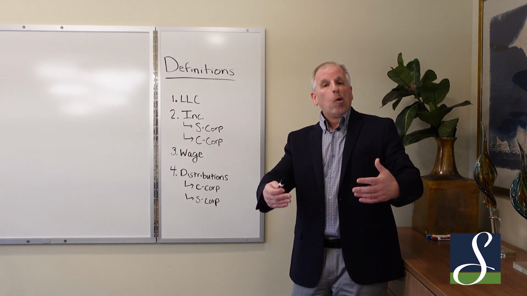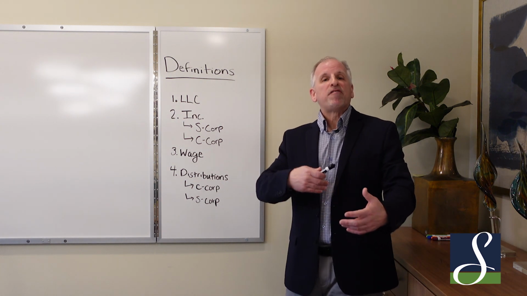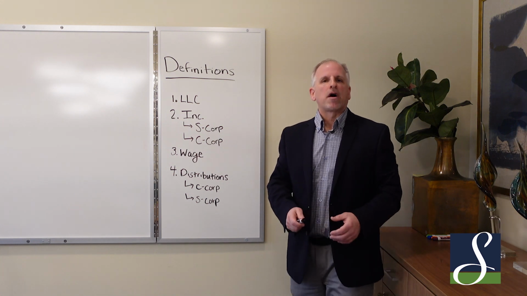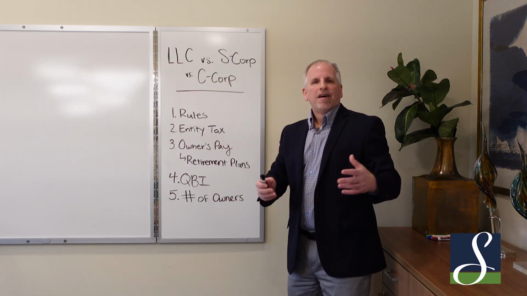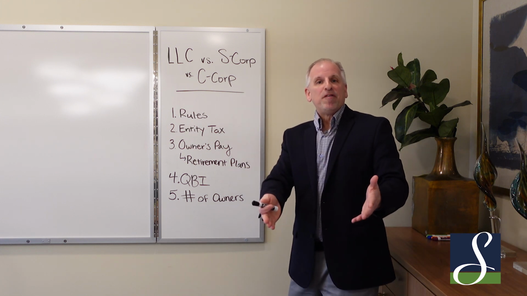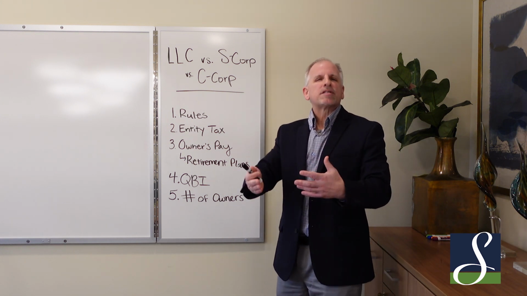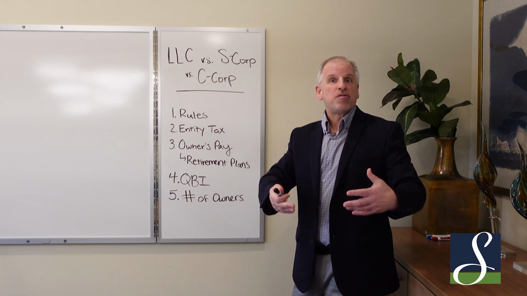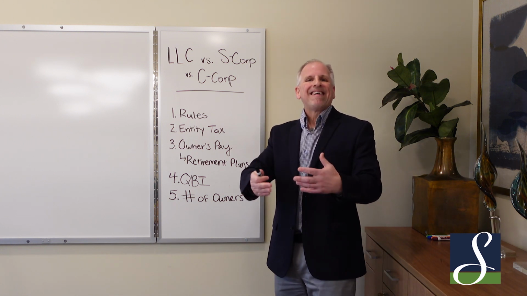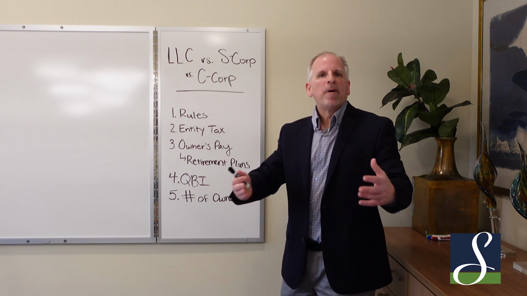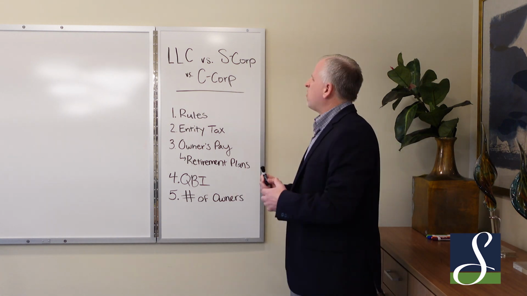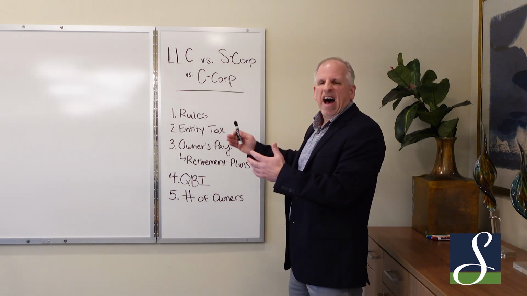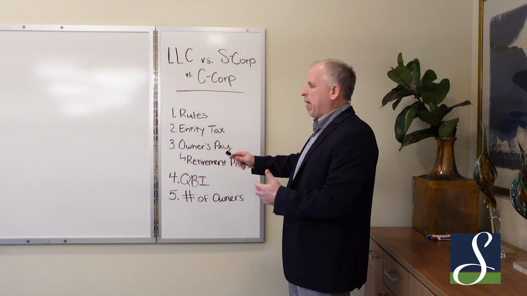So now let's jump into a little bit more specific, those considerations that we were talking about as they relate to these various entity structures. All right, so we went through the definitions. Now we're going to talk about some of the things you should be thinking about when you're making that decision on, hey, how am I supposed to be taxed? In an LLC, is it an S-Corp? Is it a C-Corp? Okay, on the basic side, I look at 5 basic things.